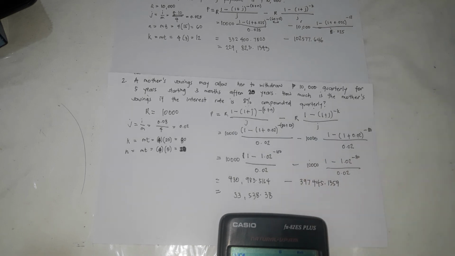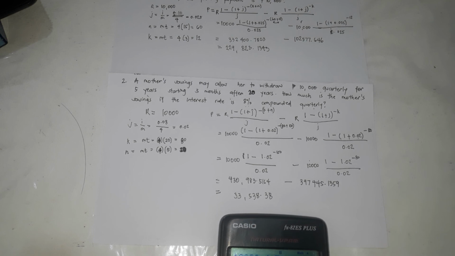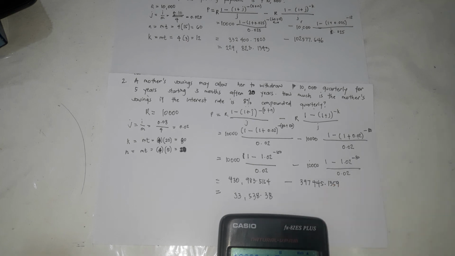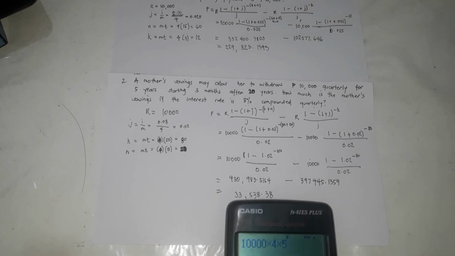So, ang 10,000 niya times 4, kasi sa isang year, 4 times siya makakatanggap ng 10,000. And how many years is that? 5. So, ang 33,000 niya naging 200,000. But she waited for 20 years for that to happen. So, that's how you're going to solve for deferred annuity.